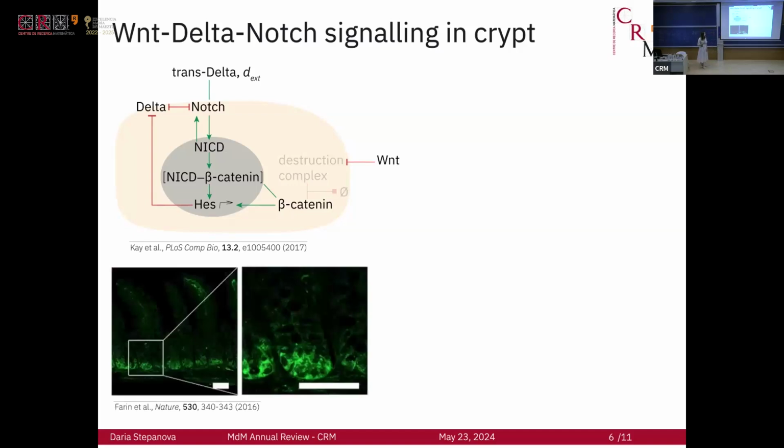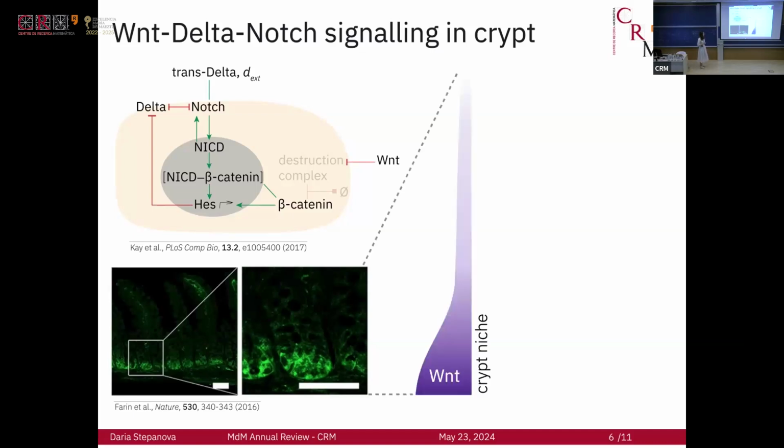So to mention that the Wnt gradient which cells perceive along the crypt is rather non-uniform. So in this case, green color shows the gradient of Wnt. So this is the upper part of the crypt. You can see there is little green because here its levels are rather low, and it's really high in the bottom, what we call crypt niche. So if you want to make a diagram of this, it is going to be something like this: really high in the bottom and rather low.